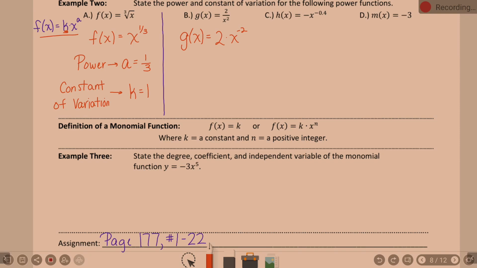And so taking that out of the denominator, we have x to some power. And so our power, I'm just going to write a, is the negative 2. And remember, the key is a, as long as it is non-zero. It can be anything other than 0. What is my constant of variation? 2. That is the 2 out front.